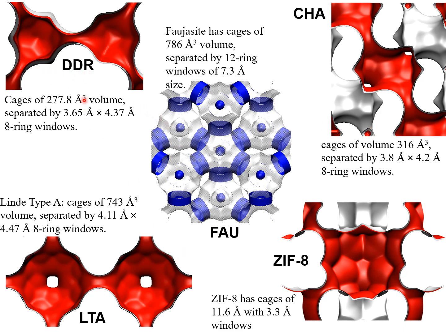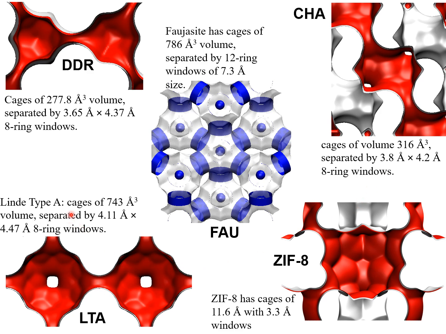DDR zeolite that consists of cages of 280 cubic angstrom that are separated from adjacent cages by window apertures approximately 3.7 angstrom and 4.4 angstrom. Also considered is chabazite zeolite that consists of cages slightly larger in size, 316 cubic angstrom, separated by 3.8 angstrom, 4.2 angstrom apertures.